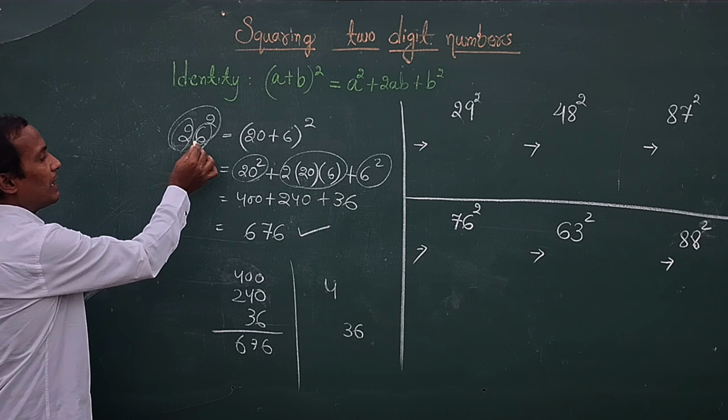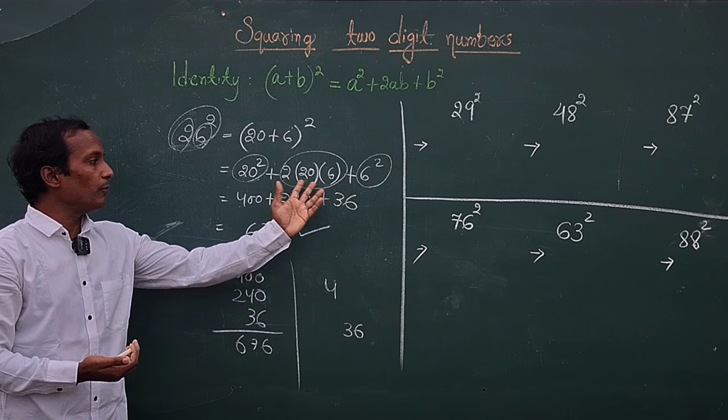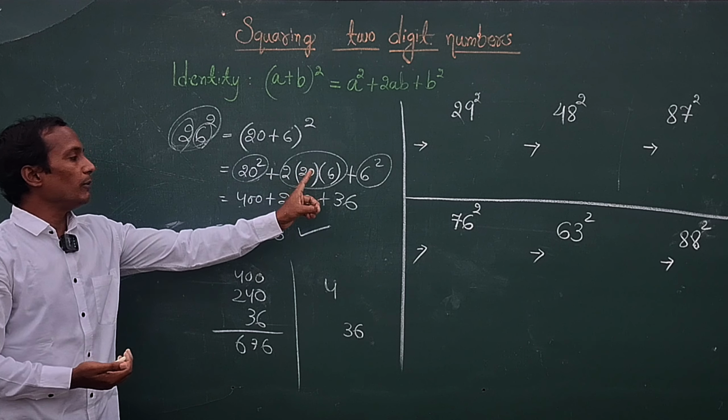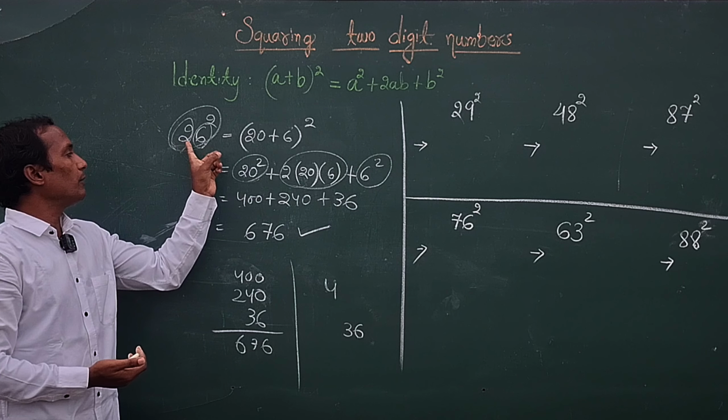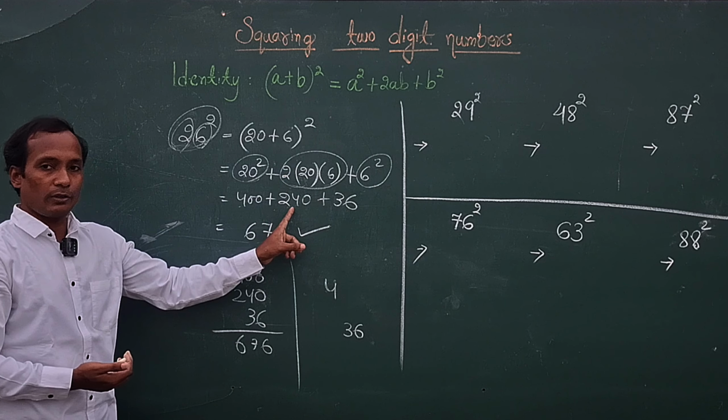And now multiply 6 and 2, the product of 6 and 2. Here in the place of 2ab we did that, 6 into 20 into 2. But we multiplied the place value of 2. Place value of 2 is 20, 20 into 6 is 120, 120 into 2 is 240, you got.